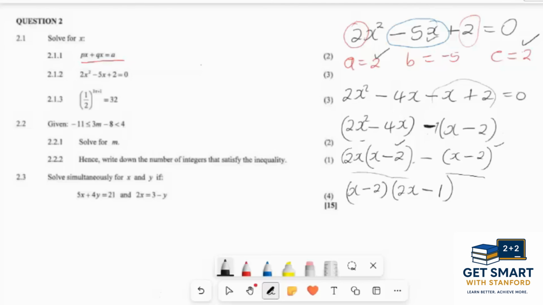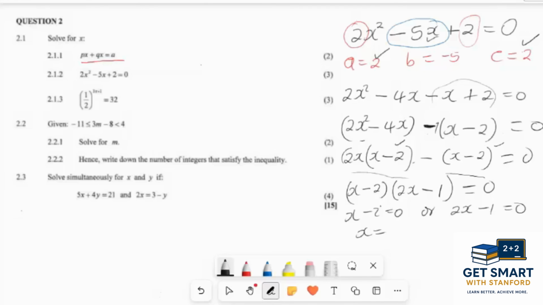So now we have factored out our equation, and we can now solve for x easily. Do not forget to equate these to 0 all the way down, because otherwise you will end up making mistakes. So now we've got the factors, and then we can say x minus 2 equals 0, or 2x minus 1 equals 0. Then we transpose.